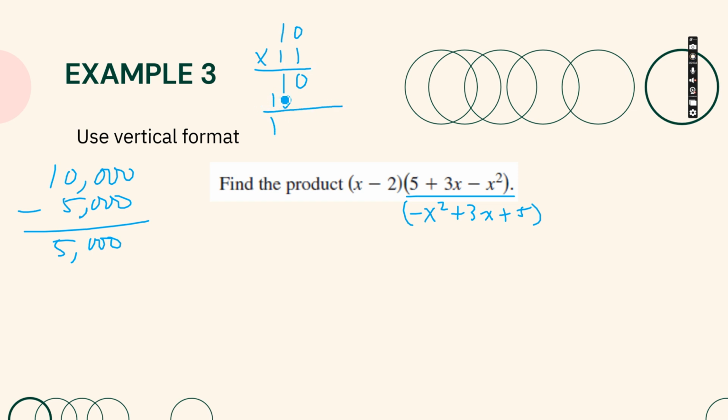Then we just add. 1 drops down. 1 plus 0 gives us 1. 0 plus nothing gives you 0. That's your answer here. You'll get the same kind of thing if you solve this kind of product vertically, but it is kind of weird to solve. For example, if I were to set this up to multiply vertically, it will look something like negative x squared plus 3x plus 5 times our x minus 2.